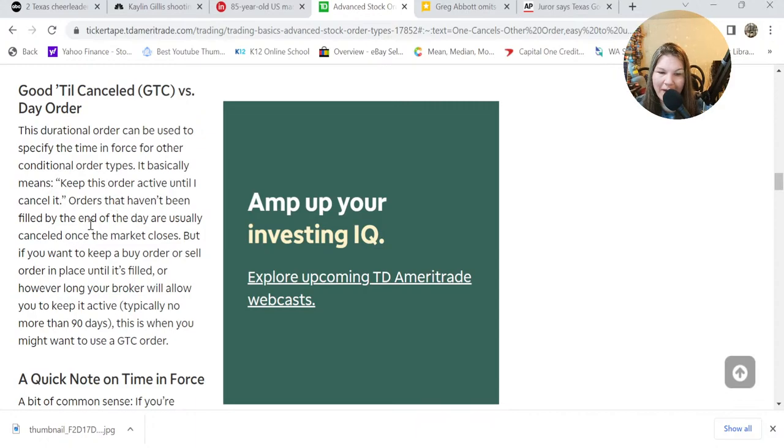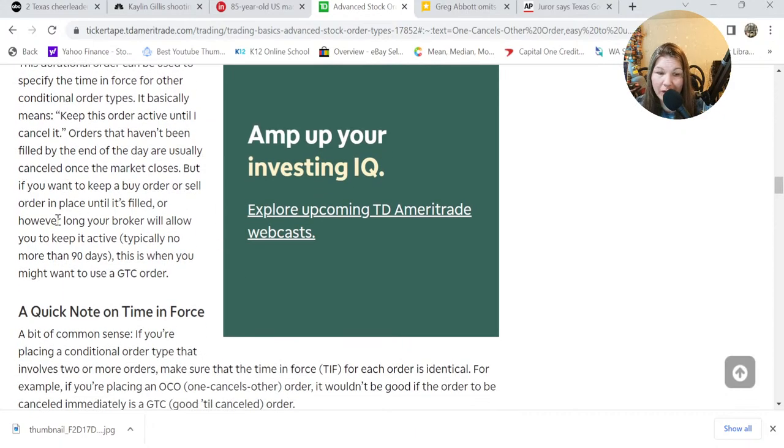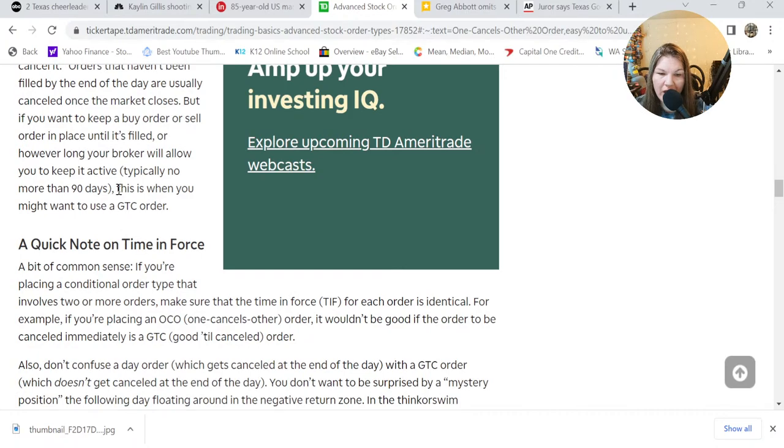Orders that haven't been filled by the end of the day are usually canceled once the market closes. But if you want to keep a buy order or sell order in place until it's filled, or however long your broker will allow you to keep it active, typically no more than 90 days, this is when you might want to use a good till cancel order, GTC.